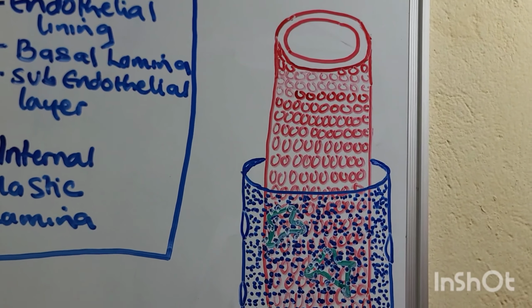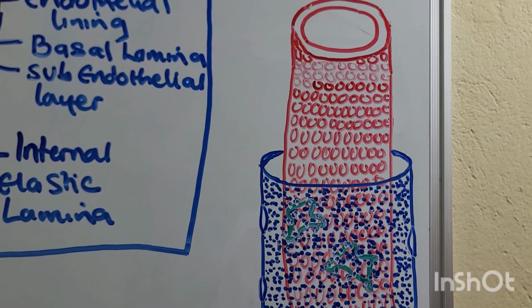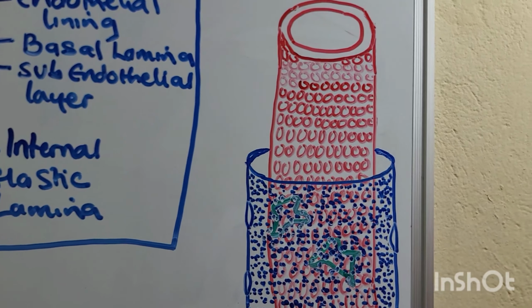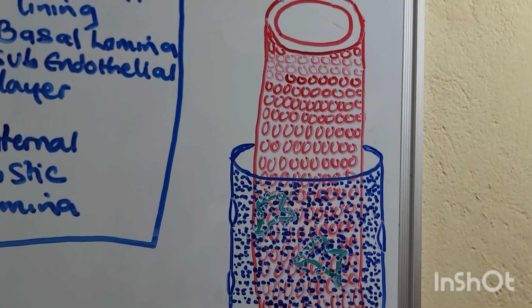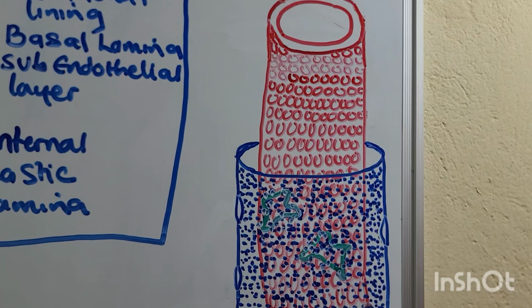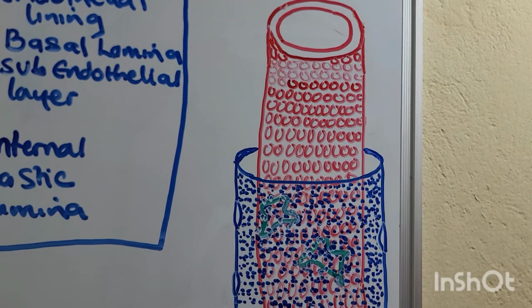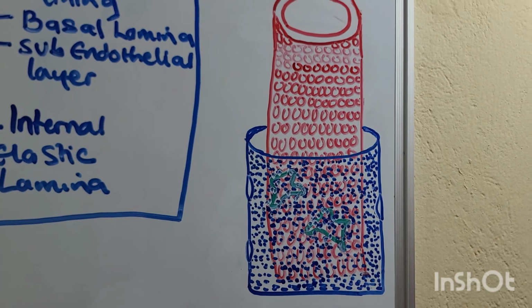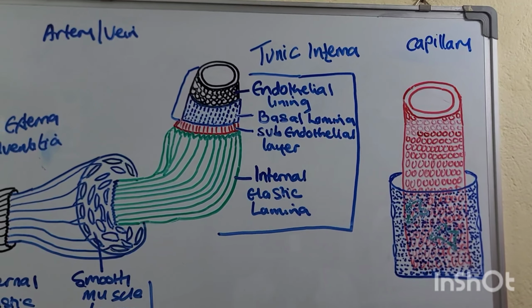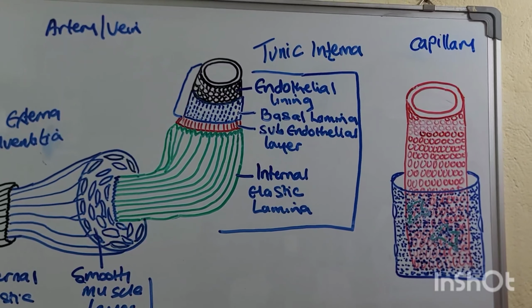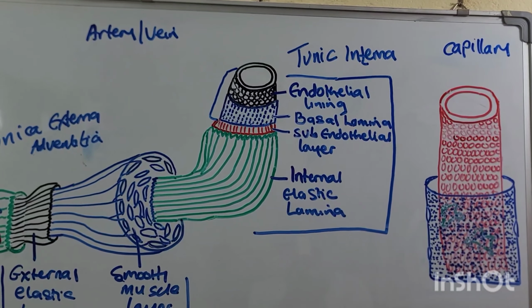And this is very important because these blood vessels allow exchange of different substances. That's why they have to be very thin, to allow easy diffusion of different substances in and out of the blood capillaries. In this video, we have covered a brief comparison between the capillaries and the arteries and the veins.